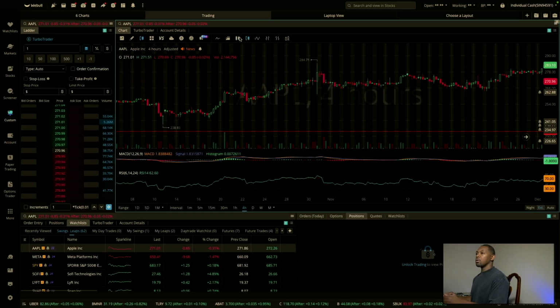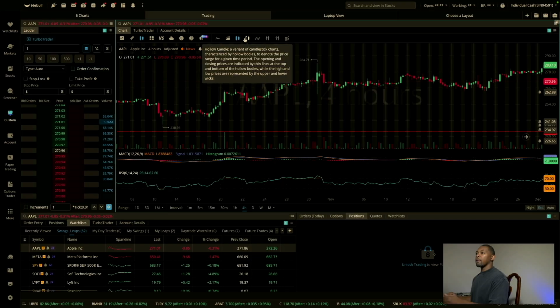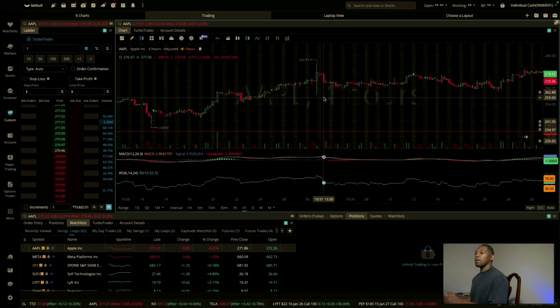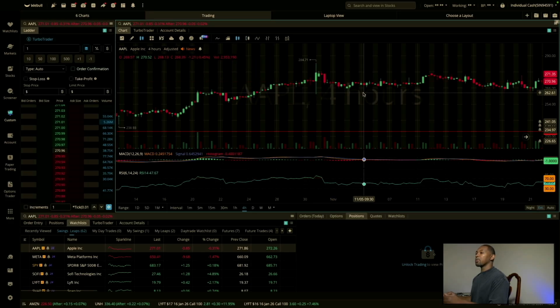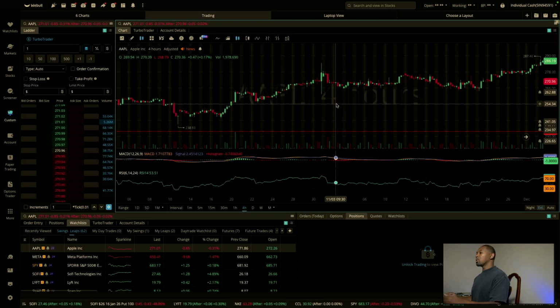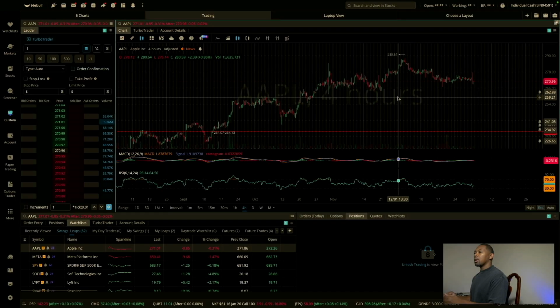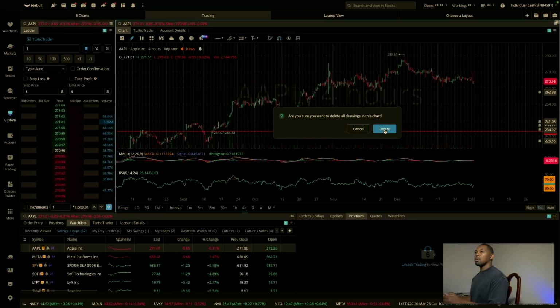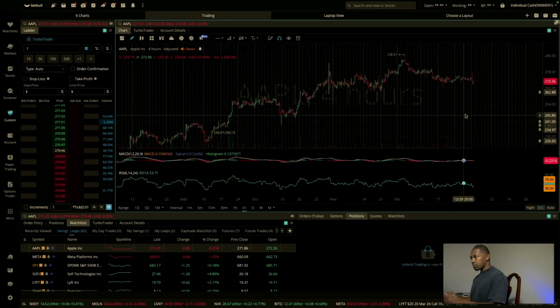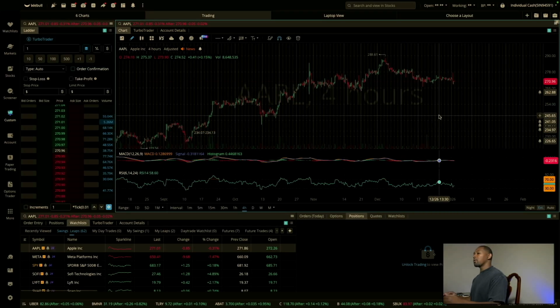They do have two different types. You have hollow candlesticks, and then you have your traditional rectangular body candlesticks. I prefer these, so let's just roll with those. All right, and let's go ahead and delete all these drawings. All right, boom. So we're starting fresh.